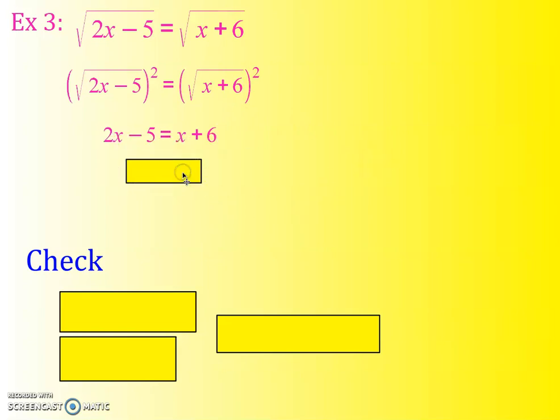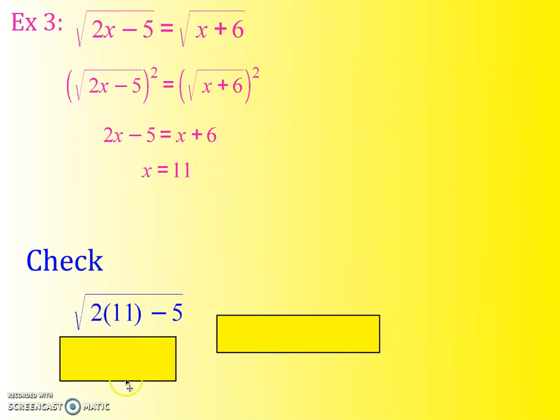Let's subtract x on both sides and add 5 to both sides. We get x equals 11. So we need to see if we need to check. We're going to go back up. We've got an even index radical on both of these. They're both square roots, which means we've got to plug the 11 into both radicals and make sure the parts underneath stay positive. If one of them doesn't, it's automatically no solution.